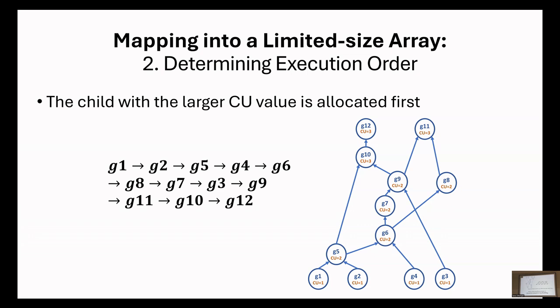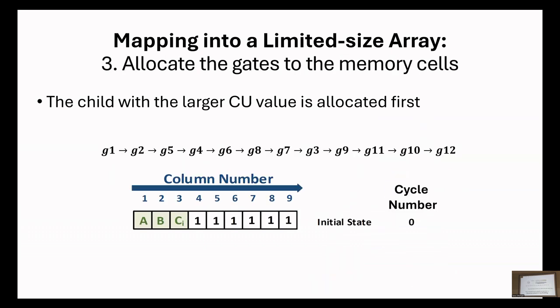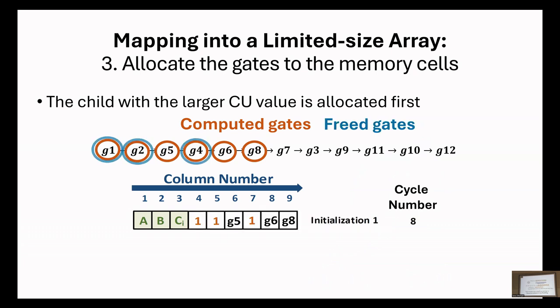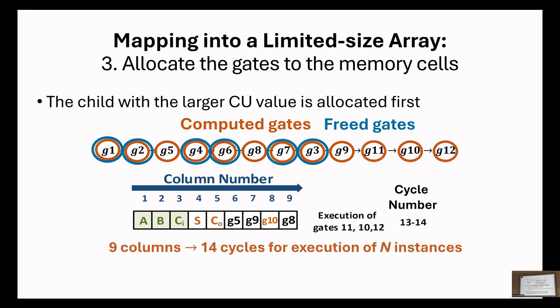Okay, so back to how we map to a limited size array. We determine the execution order according to the CU value, as you see here. So this is the order that we chose. Now you can see that we have 9 columns, including the input. So we have 6 columns for execution. We execute the first 6 gates, then we free the ones that are not needed anymore. We execute the next 3, and so on. And it takes 14 cycles to do it with 9 columns.